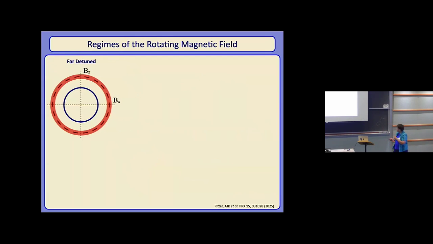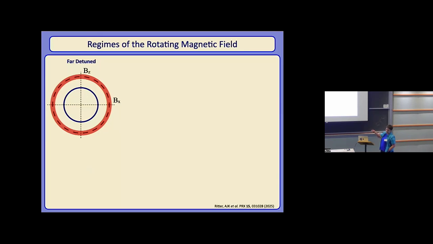And so I like to visualize this by thinking in the XZ plane of the magnetic field. And so this is our cartoon picture. Let's start by looking where the qubit is far detuned from the cavity. This dark line represents the trajectory of the magnetic field. It's rotating, and the qubit should be adiabatically following that around the Bloch sphere like this.